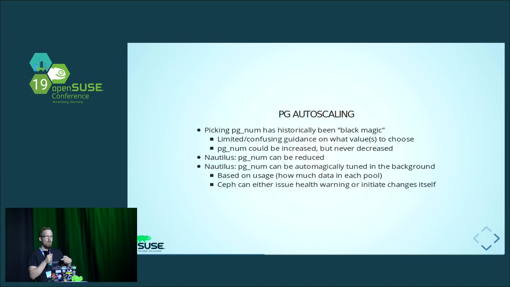So in case your number was too high and you would like to decrease it, the only way out of it was to create a whole new pool and to migrate your data. This whole black magic now more or less disappeared, because now we can reduce the PG num as well, which is really, really cool. And on top of that, there's a way to do this automatically. So you can turn on a manager module, which then at the end takes care of all of it, so you don't have to worry about it.